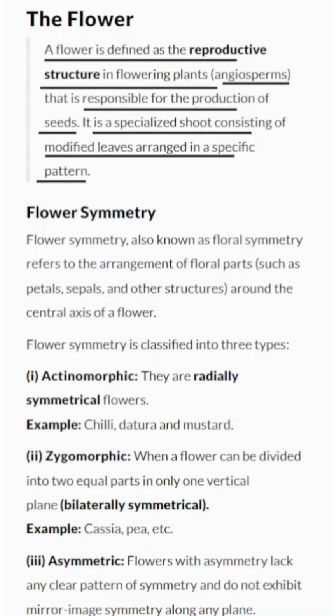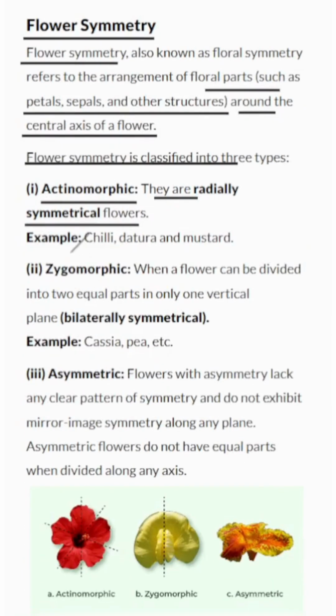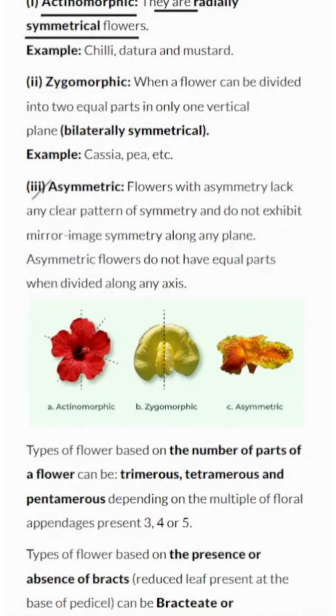One fascinating aspect of flowers is their symmetry, also known as floral symmetry. This refers to how the various floral parts, such as petals and sepals, are arranged around the central axis of a flower. Here are the three main types of flower symmetry. Actinomorphic. These flowers are radially symmetrical, meaning they can be divided into equal parts like a pie. Did you know that chili, datura, and mustard flowers fall into this category?